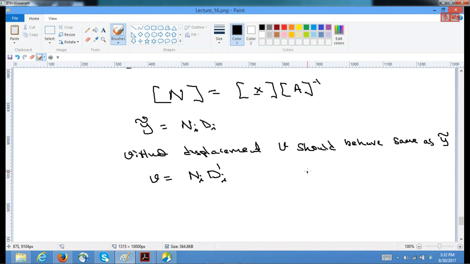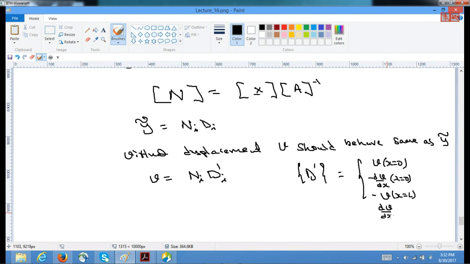d dash i, where d dash is nothing but v1, dv1 by dx, and dv2 by dx, or let me put it another way, so v at x equals 0, dv by dx at x equals 0, v at x equals L, and so that we will have d3 dash, d4 dash.